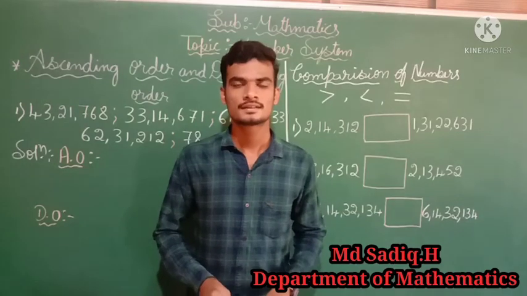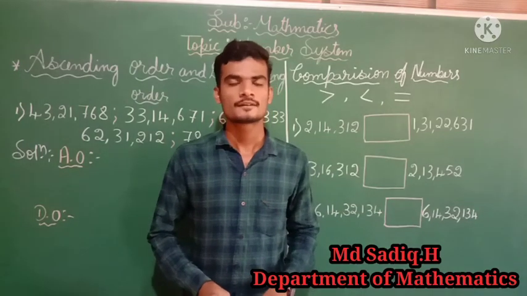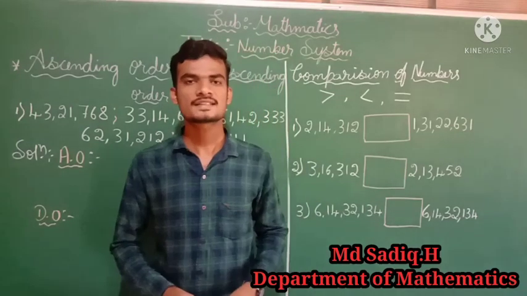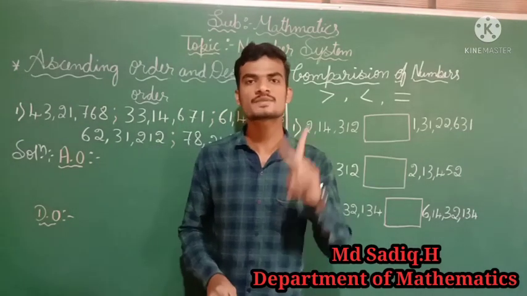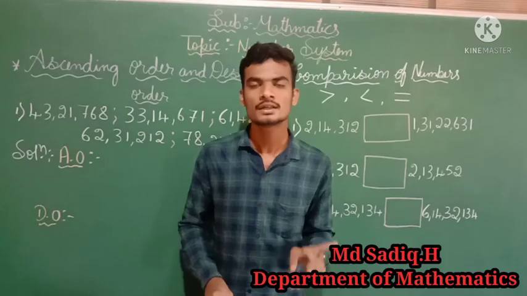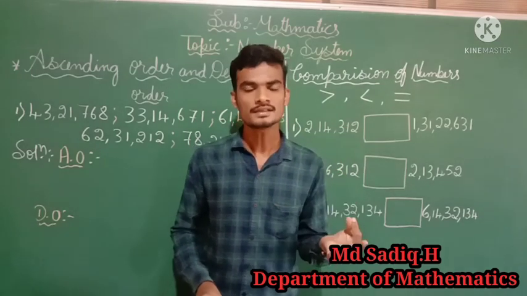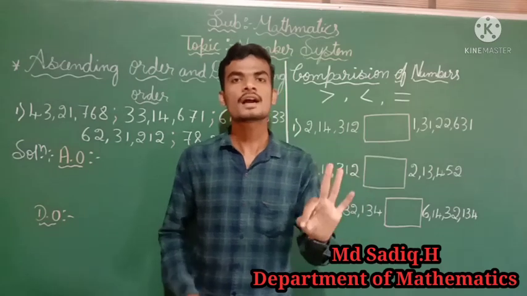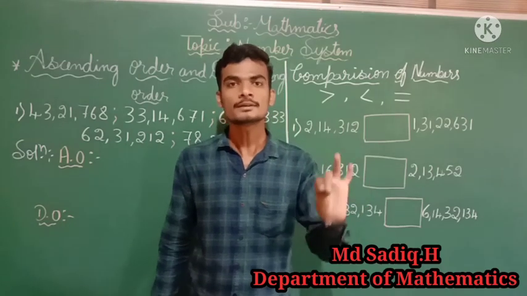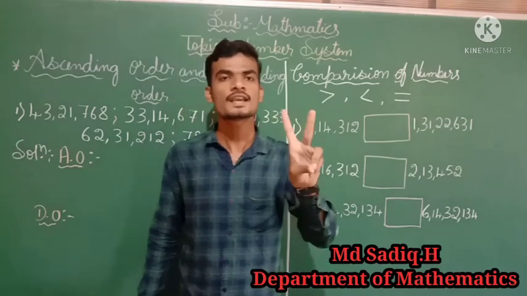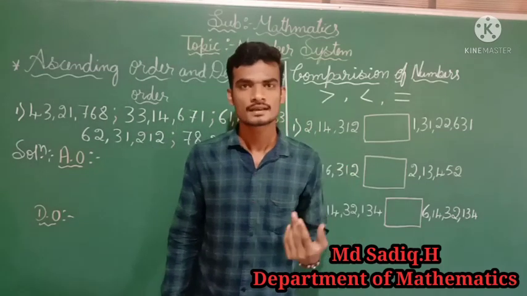Hello students. In the previous class we discussed the number system. We discussed two types of number systems: first the Indian system, next the international system. With that we also discussed face value and place value. These are the two main topics we discussed in the previous class.